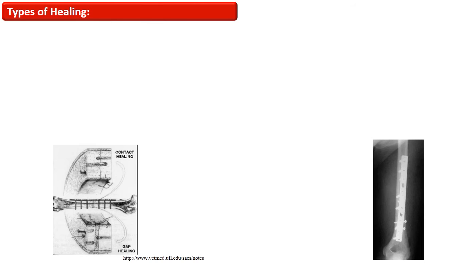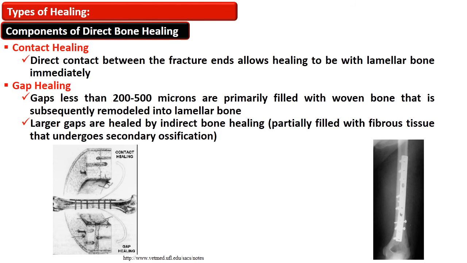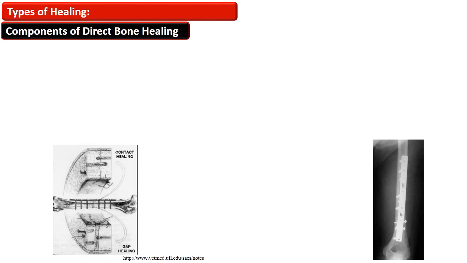There are two components of this direct healing. Number one is contact healing and the other is gap healing. When both fracture surfaces are in direct contact with each other, there is direct deposition of lamellar bone, hence healing occurs.